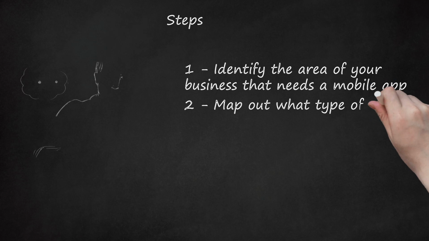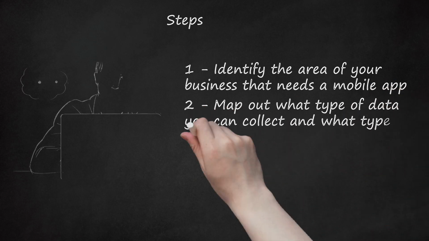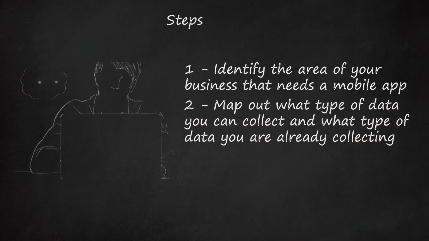2. Map out what type of data you can collect and what type of data you are already collecting. Most likely you are already keeping your data in spreadsheets or a database. Whichever the case, make a list of the different fields you want to collect from your internal app. Is it only the timestamp per employee? Do you want the inventory app to also include a picture or location data as part of your project? A mobile app can help you with that. A list of requirements will be the best tool to move into the next step.